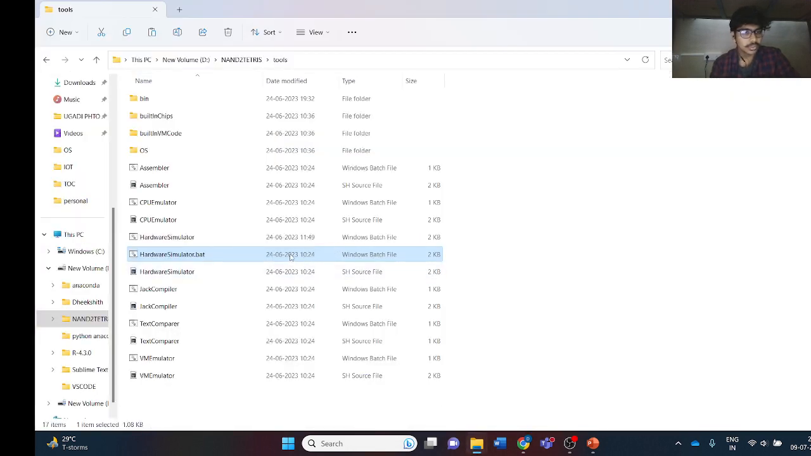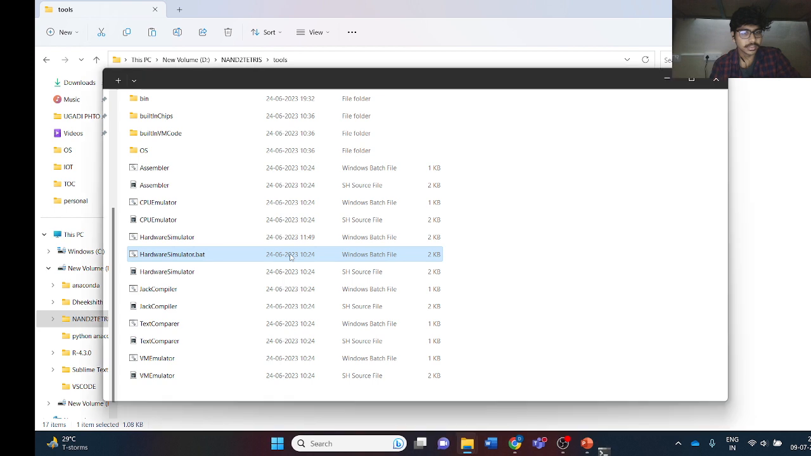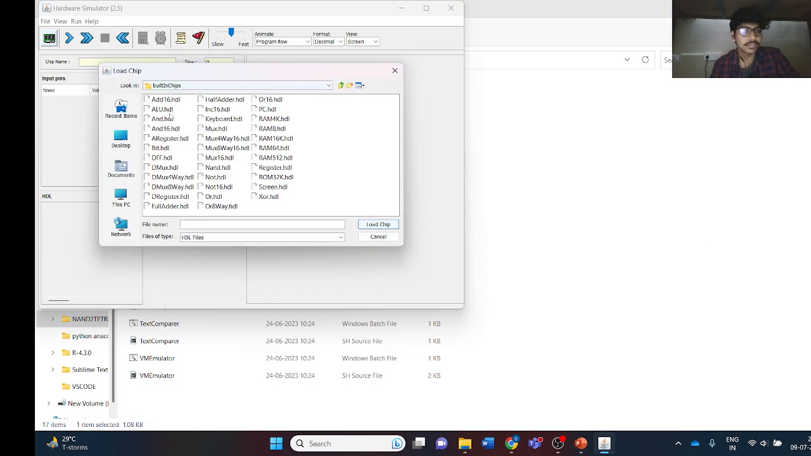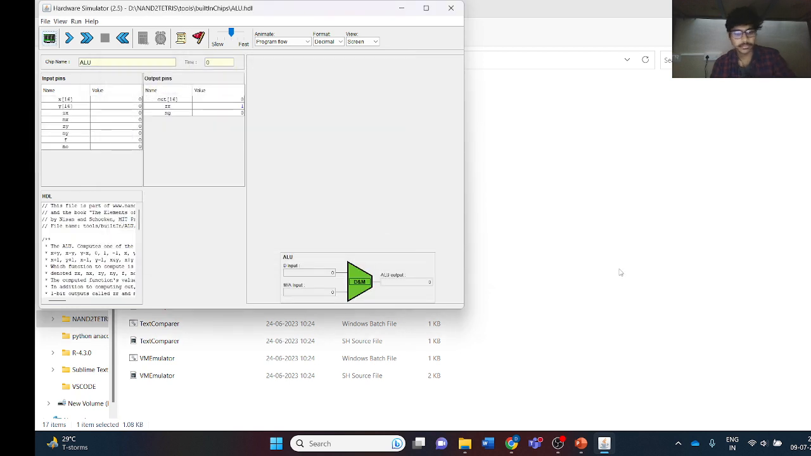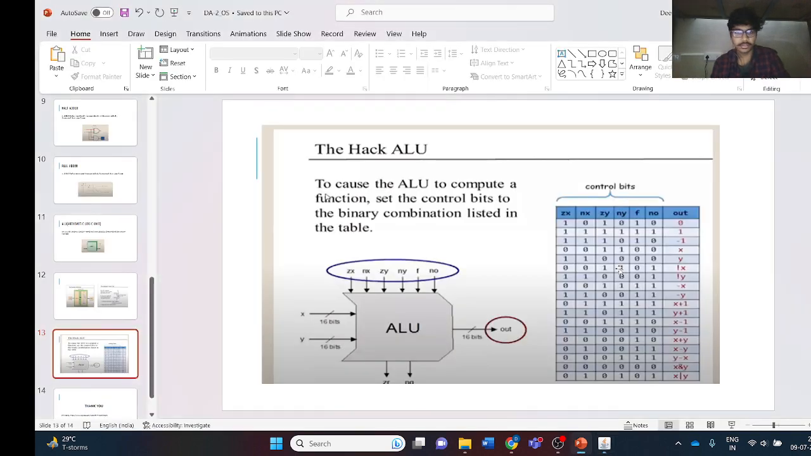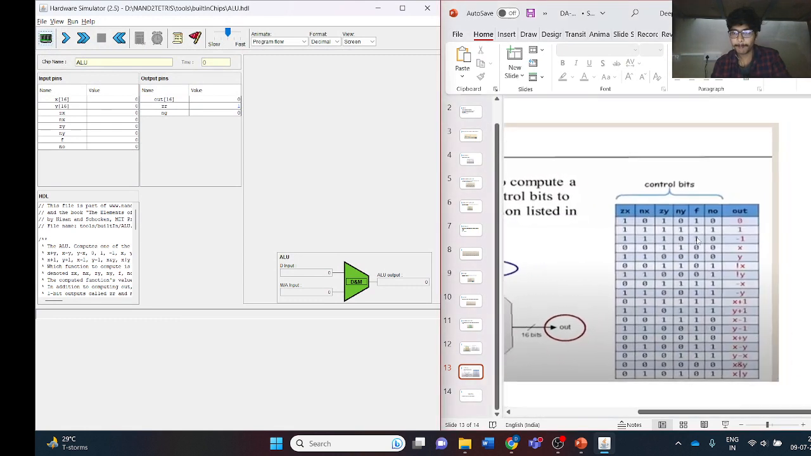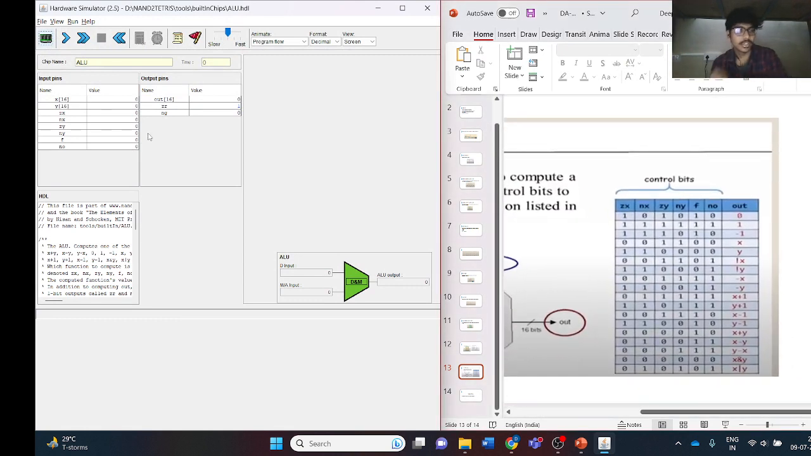First you open the tools, then you open the hardware simulator. You select the chip name as ALU, load the chip, and put it side by side. So here we've got x, y, zx, nx, zy, ny, f, and no, the control bits over here. So what we do is we give the inputs.